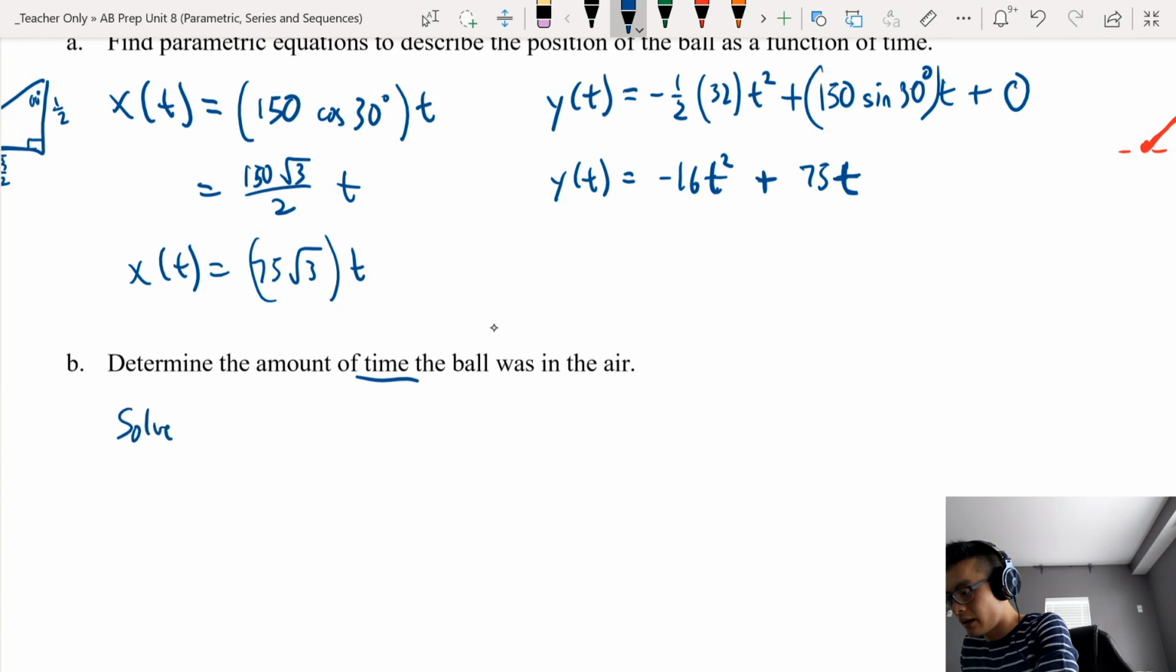Solve the y of t function if y of t is equal to 0. Basically, I'm saying plug 0 in for the y value, solve for t. You should get two answers because it's a quadratic. Remember, this looks like a normal quadratic. It's just in terms of t instead of x. That's the only difference. Solve for t, you get two answers.